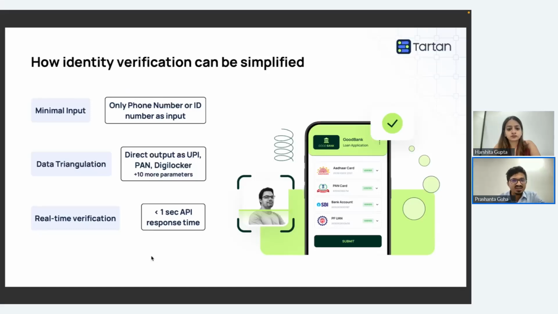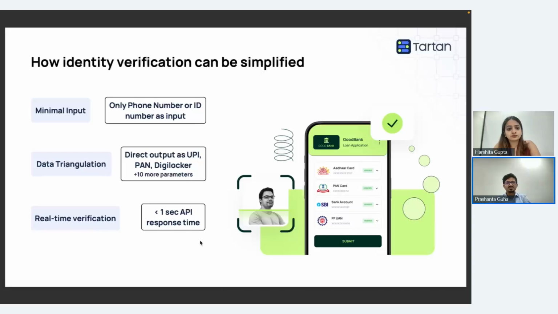Then, while you are going to verify different details, instead of manually verifying them, directly using APIs to integrate with the tax authorities, with the EPFO website, with different IDs which are maintained by the government, will reduce your turnaround time from a few days to a few seconds. This reduction in time will have a drastic effect on the number of people who drop off.